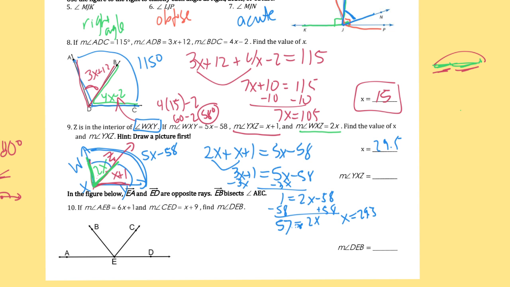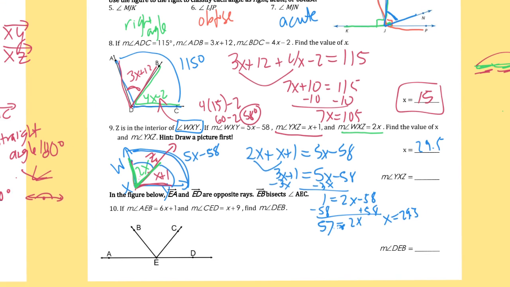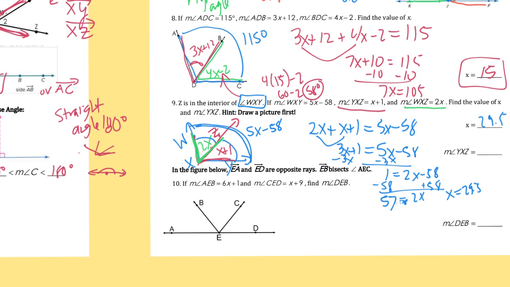So where's YXC? Okay, let's move this over. YXC, that's the bottom. Okay, so that says YXC is up here: x plus 1. So you take x and you add 1. Well, then 29.5 plus 1 would be 30.5. And that's going to be degrees because it's an angle. And so that's how many degrees that bottom angle is going to be.